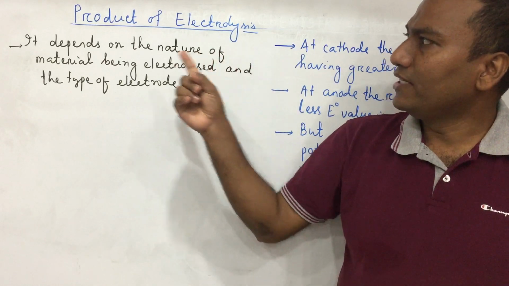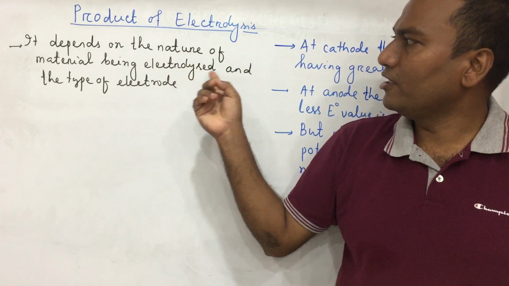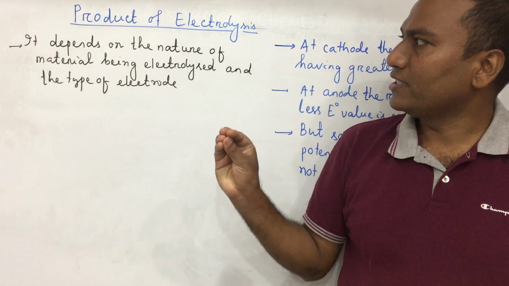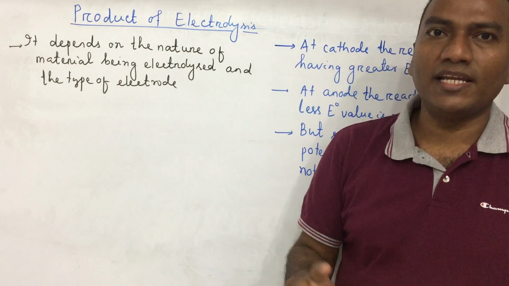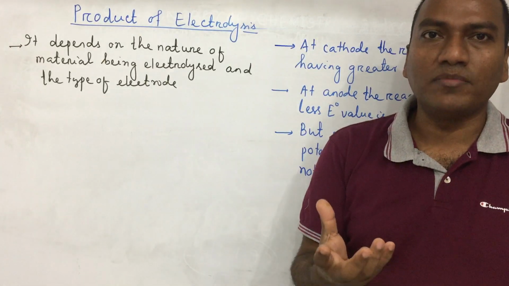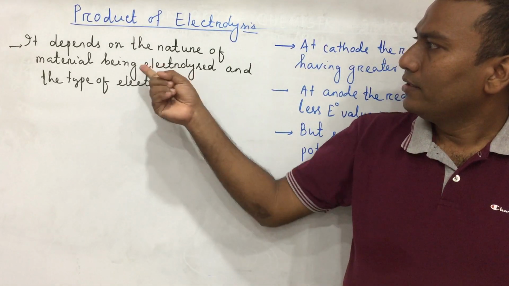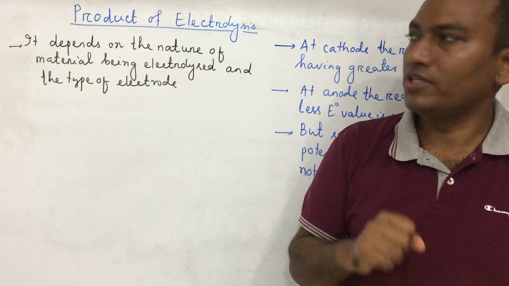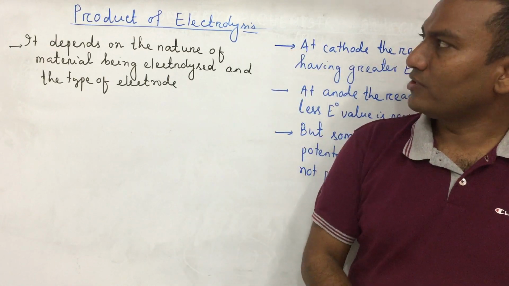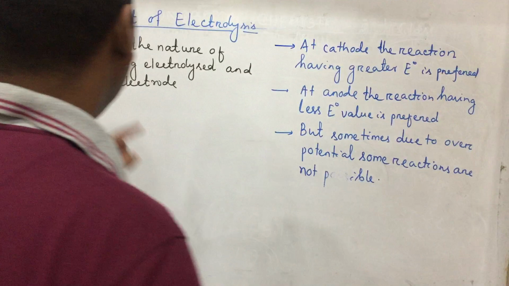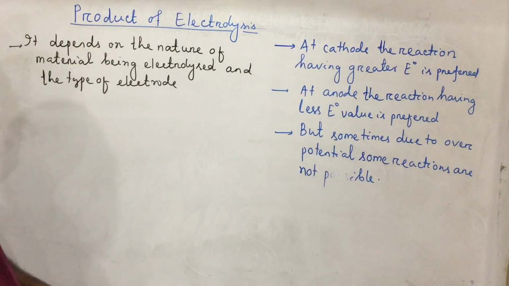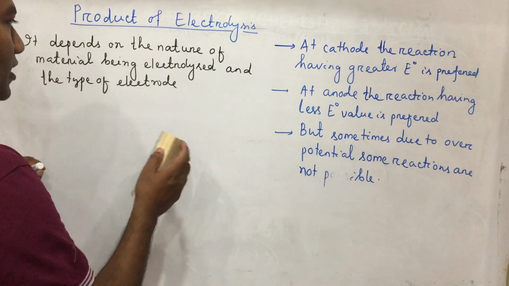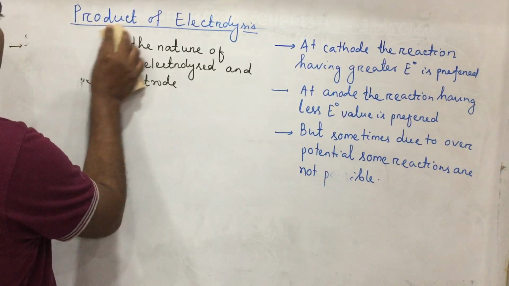So electrolysis depends on the nature of the material being electrolyzed and the type of electrode. It depends on which material we have taken inside the container, that means the solution, and also upon which type of electrode, that means cathode and anode, we are using in this electrolysis. That's why the product of electrolysis depends on the nature of the material being electrolyzed and the type of electrode. Clear?